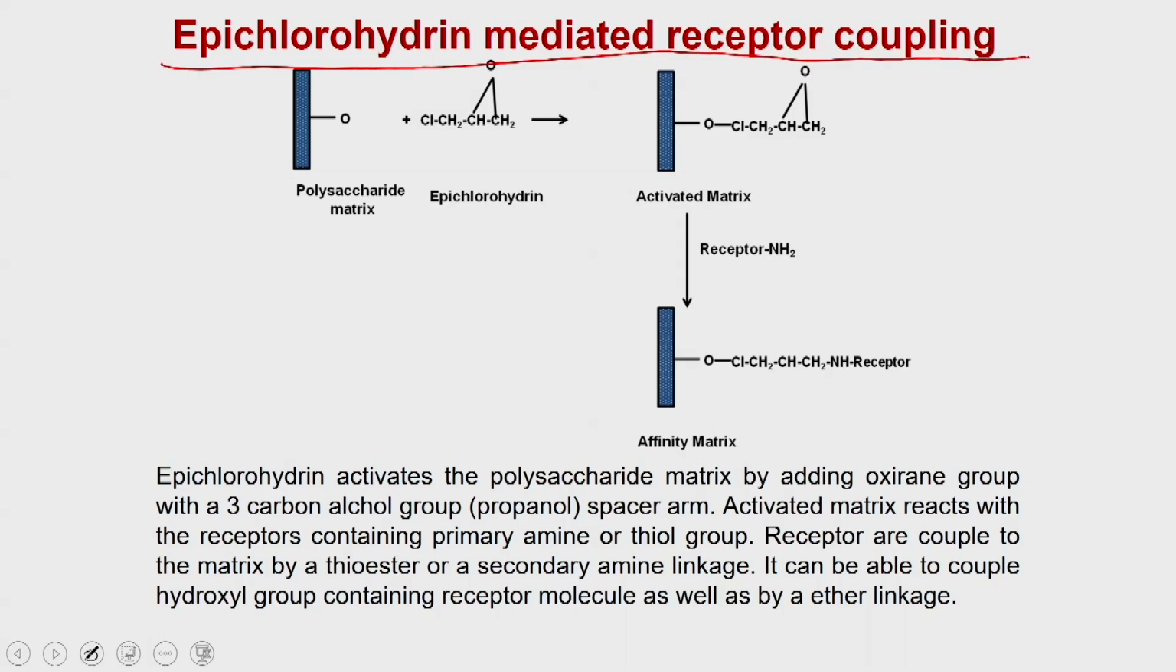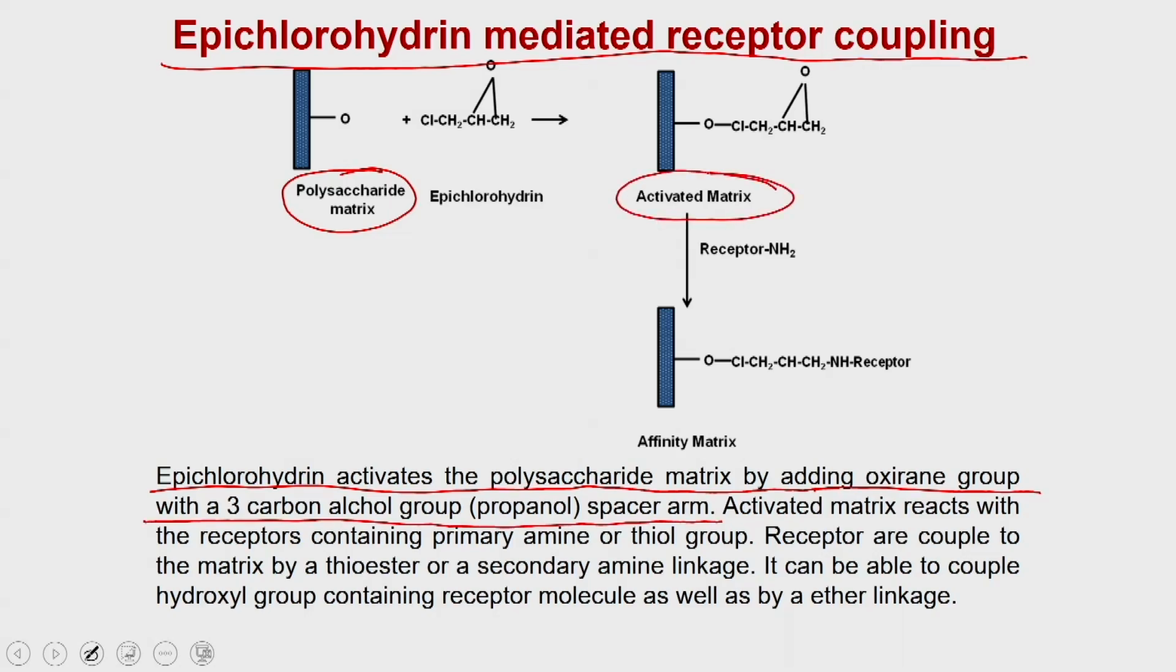Epichlorohydrin mediated receptor coupling is more suitable for the polysaccharide matrix, and what will happen is that epichlorohydrin activates the polysaccharide matrix by adding an oxygen group with a 3 carbon alcohol group spacer arm, and so that is how the activated matrix is being prepared. Once you incubate the polysaccharide matrix with the epichlorohydrin, the activated matrix reacts with the receptor containing primary amine or the thiol groups.